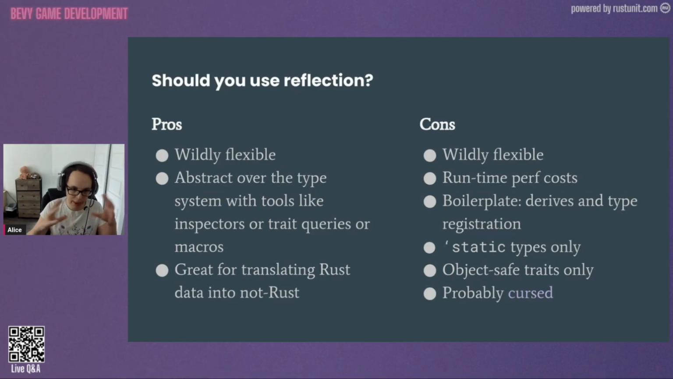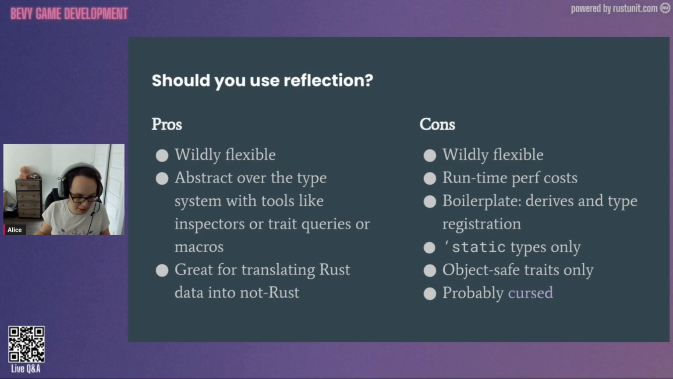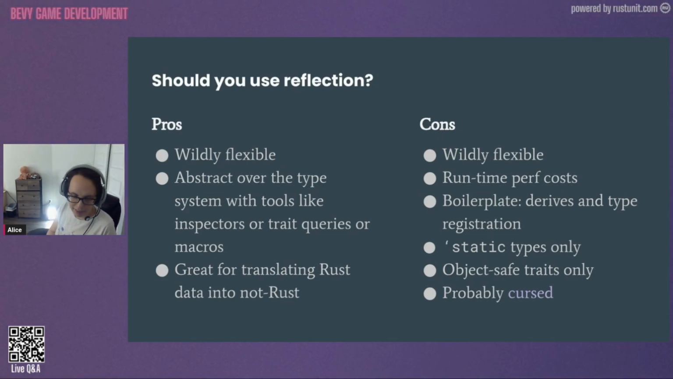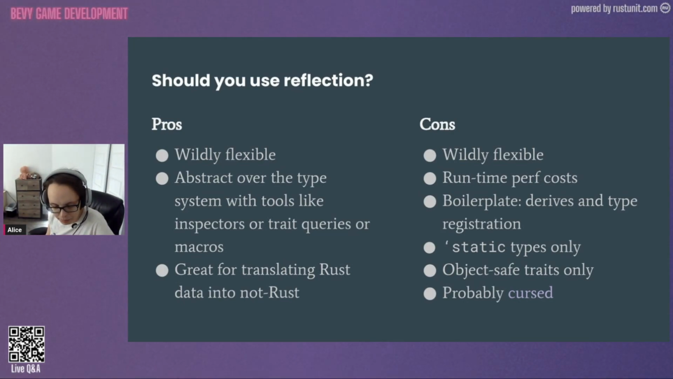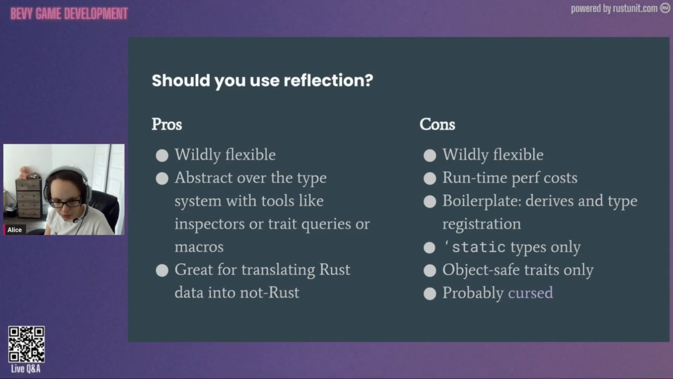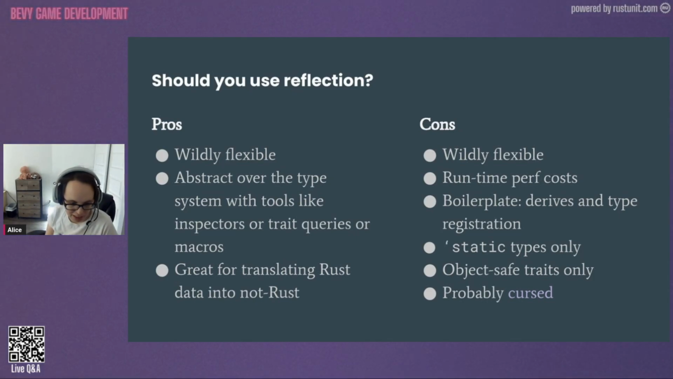So, in conclusion, let's talk about this. Should you, as random Bevy user, as Bevy library developer, as Bevy engine developer, use reflection? The first pro for reflection is that it's wildly flexible. You can do anything with it. You can say, I hate this compiler error, or I hate the fact that traits aren't exposed at runtime, and I really want to query over traits. And you can just say, no, I'm going to bypass that by adding more information to the reflected type information, and then just asking for it.